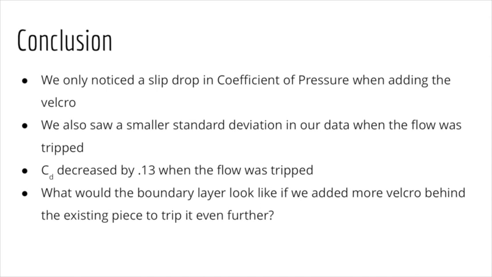We only noticed a slight drop in the coefficient of pressure, which is to be expected. However, the coefficient of drag decreased significantly when comparing runs at similar RPM values. The coefficient of drag decreased, on average, by about 13/100ths. This is a significant amount for a test at our scale. This fully proves that by adding a rough surface and tripping the boundary layer, one can decrease the coefficient of drag. Going forward, we would like to see the effects of adding even more Velcro to the cylinder. If we added more Velcro behind the existing piece, could we get an even lower coefficient of drag?